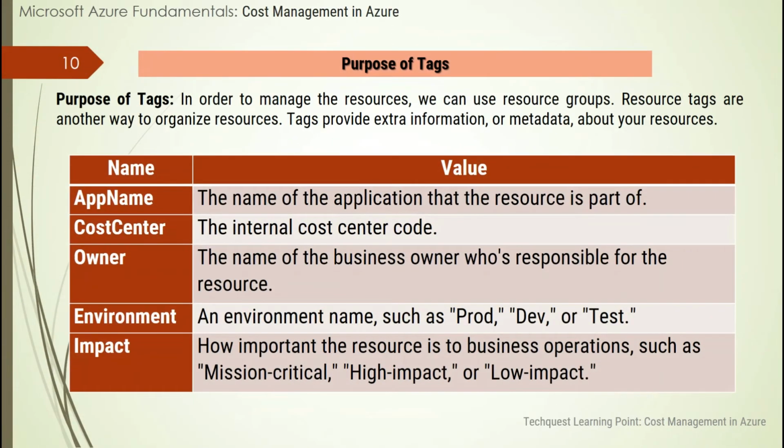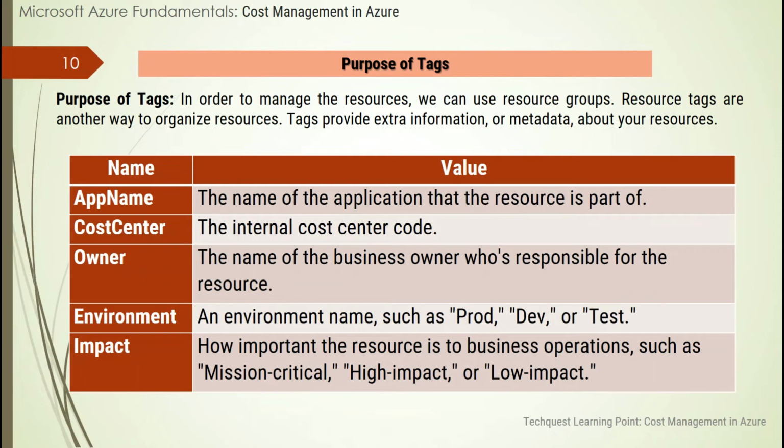Purpose of tags. In order to manage the resources, we can use resource groups. Resource tags are another way to organize resources. Tags provide extra information or metadata about your resources. This metadata is useful for resource management. Tags enable you to locate and act on resources that are associated with specific workloads, environments, business units, and owners.